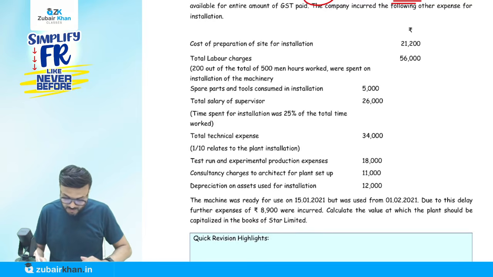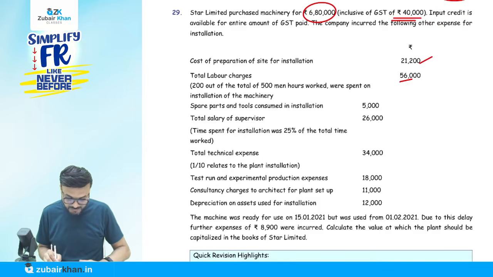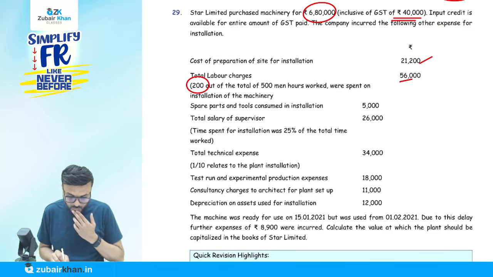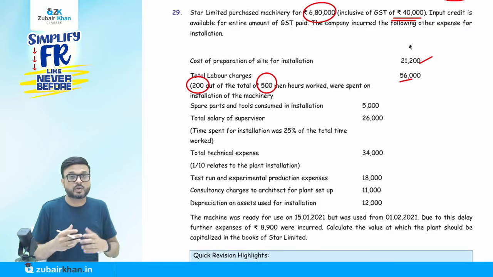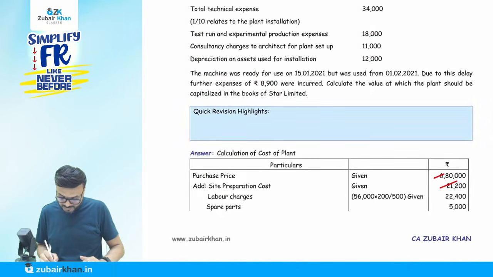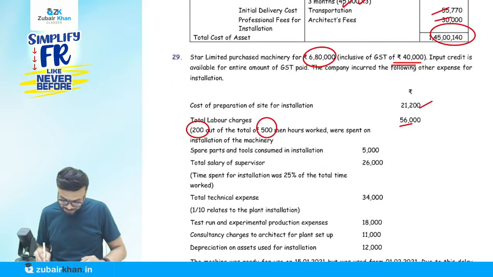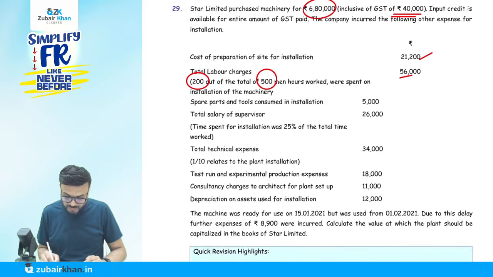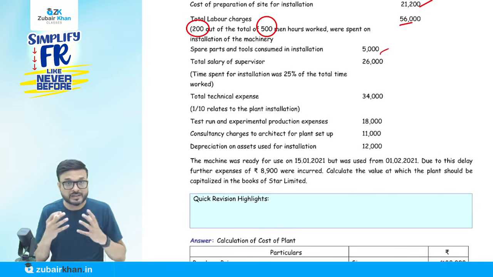Now cost of site preparation, yes, 21,200. Now that 56,000 labor cost, but 200 hours out of the total 500 hours of manpower is for that particular project. So if 56,000 is for 500 hours, how much will be for the 200 hours? That is coming 22,400. Okay. Now spare parts and tools consumed in installation, how much is that? 5,000. Okay. For this particular PP.